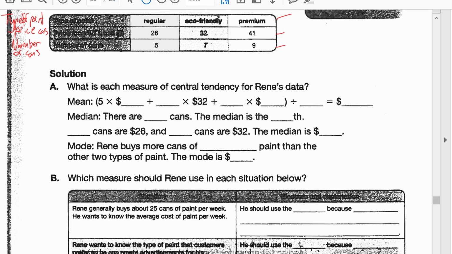Okay, so if we do the mean, 5 times 26 plus 7 times 32 plus 9 times 41, divided by adding those three, which is 21, will equal 34.43. So that's the mean. I guess the weighted mean. The median, so there's going to be 21 cans that he bought. The median is the 11th because that's halfway. 5 cans are at $26 from our chart. 7 cans are 32, so the median is 32.